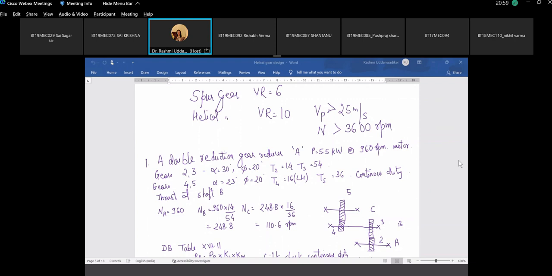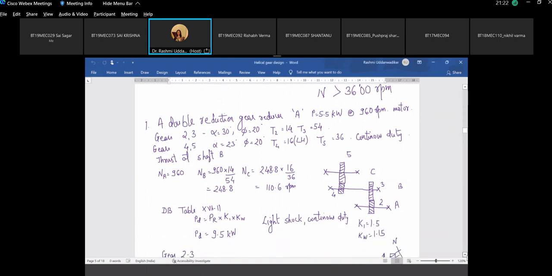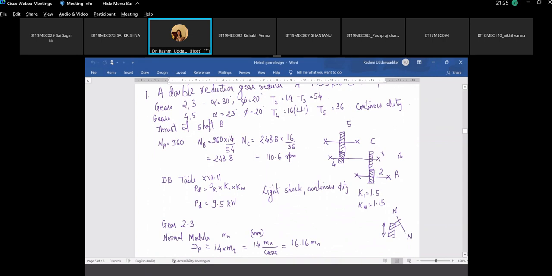So a quick recap. We know the speed of the shaft A is 960. Speed of the shaft B depends upon the number of teeth on gears 2 and 3. We got B as 248. Similarly, speed of the shaft C is 110. From the design data book, we got the value of design power, which is rated power multiplied by the service factors. We have assumed continuous duty and lubrication we have assumed probably as oil bath, for which we got the design power as 9.5 kilowatt.